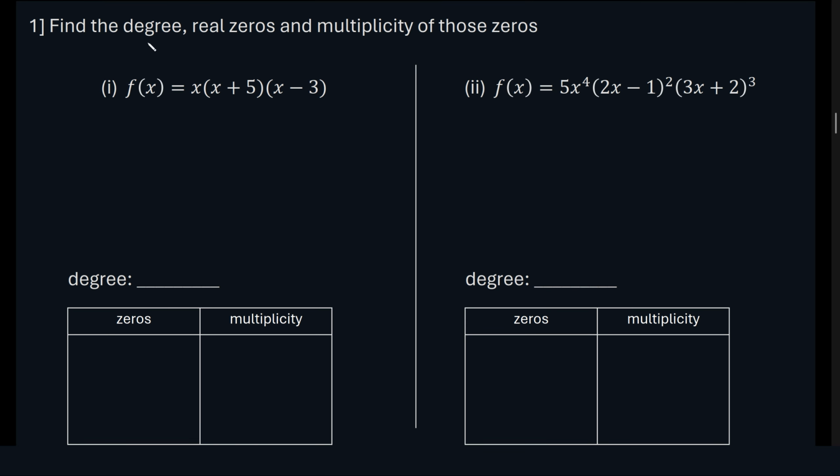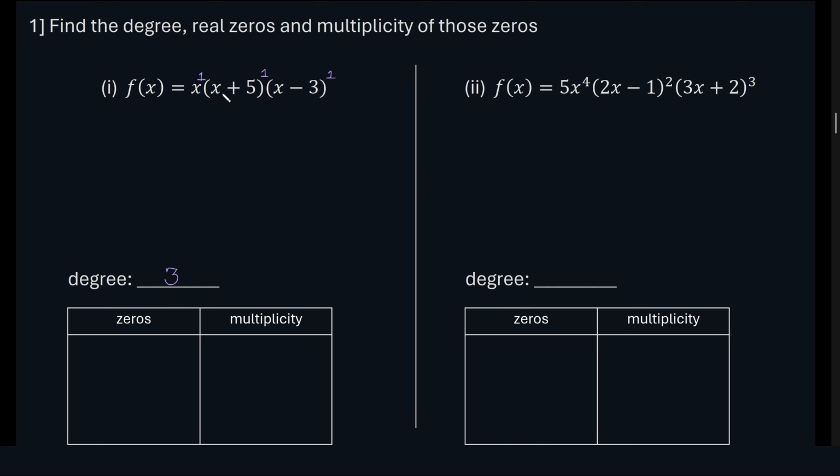Question 1. Find the degree, real zeros, and multiplicity of those zeros. First, f of x equals x times (x plus 5) times (x minus 3). Since the polynomial is in factored form, we can simply add the powers to get the degree. Here, x has a power of 1, x plus 5 has a power of 1, and x minus 3 has a power of 1. So that's 1 plus 1 plus 1, 3.